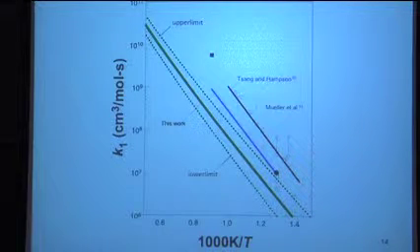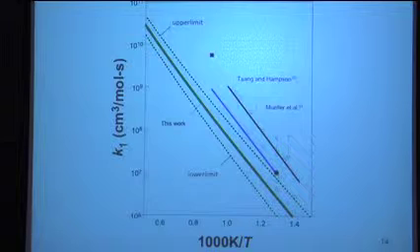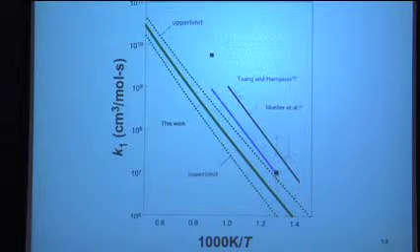So back to CO plus HO2. And guess what? Indeed, after we did this rate constant calculation, we got this green line.